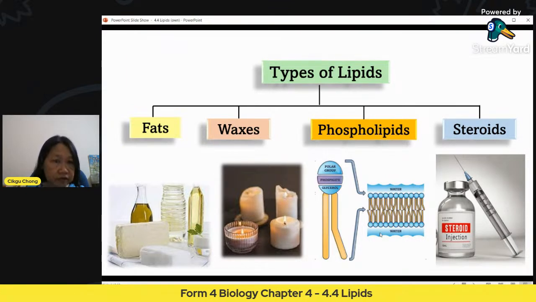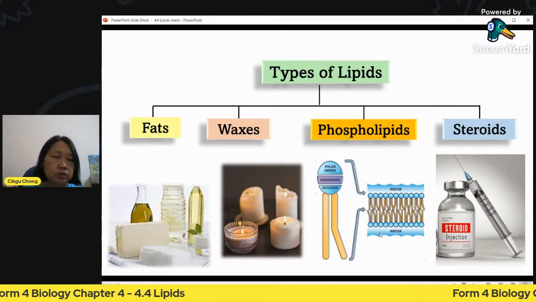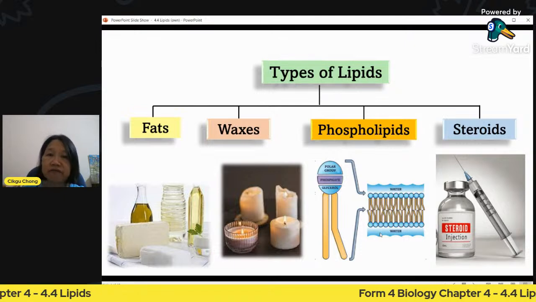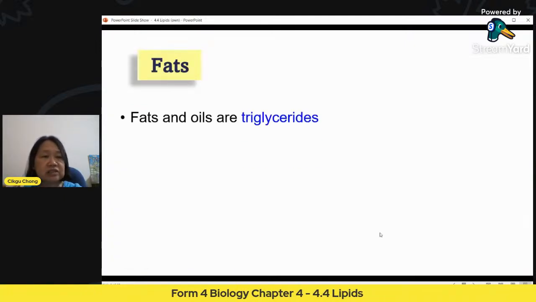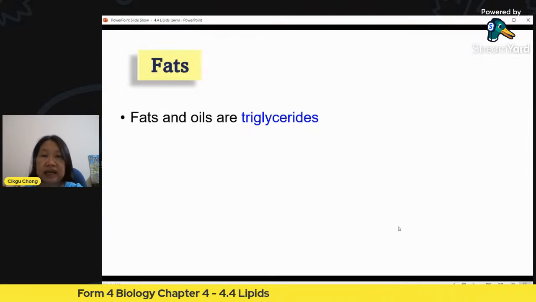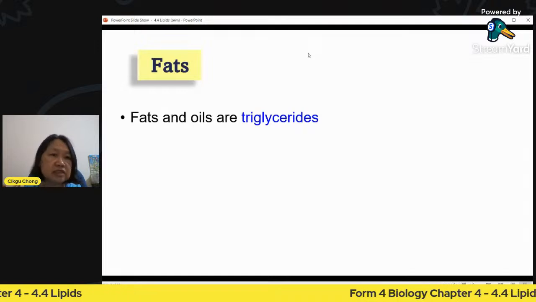Okay, let's concentrate on the first one. We will look at each one, but more of the questions will be based on the first one, which is the fats or triglycerides. Fats are also known as triglycerides. So you will see these two terms, fats and oils. Actually, they refer to the same group of substances.